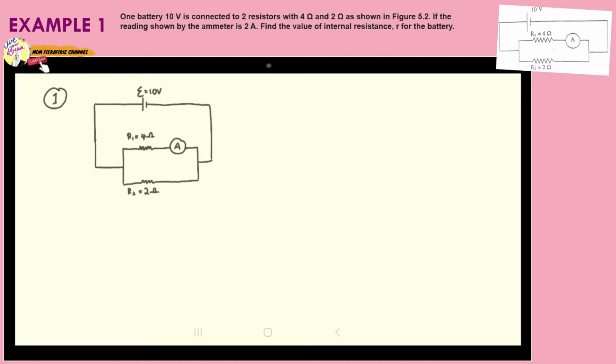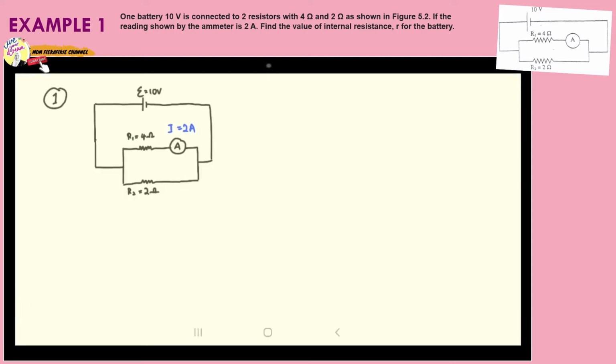So now look at here. We have one battery or EMF with 10 volt of voltage, and it's connected with R1, which is 4 ohm, and 2 ohm resistors. We have 2 resistors here. If the reading shown by the ammeter is 2 ampere, so let's write the reading of the ammeter, here I is equal to 2 ampere. Find the value of internal resistance r for the battery.